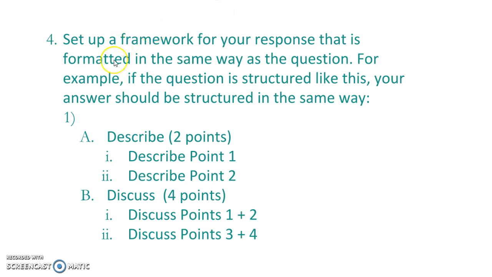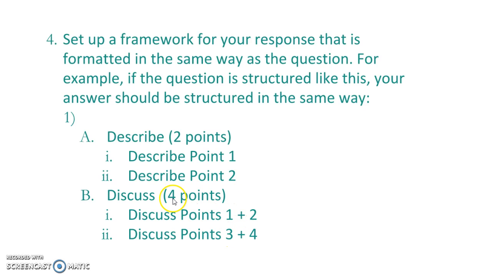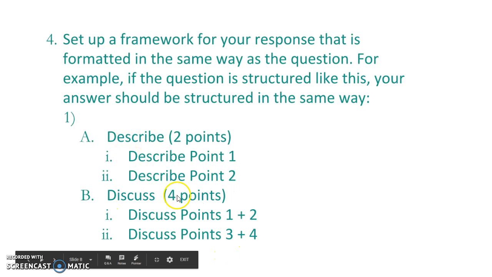Right here. So set up a framework for the response the same way it's formatted in the question. So if it's asking you to describe, you might have to describe 2 points here, offering you 2 whole points for A. For B, what you might do is discuss points 1 and 2 and discuss points 3 and 4, accumulating for 4 total points in B, adding up for question 1 to 6 points. So you should be able to decipher where this topic is and where this topic is and be able to associate the point values with those.